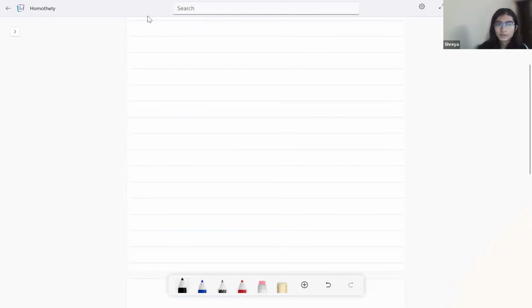So we're talking about homothety in this class, so we'll go over some basic first definitions and then possibly Simson's theorem and do a lot of problems. Okay, so first let's just see the definition of a homothety.